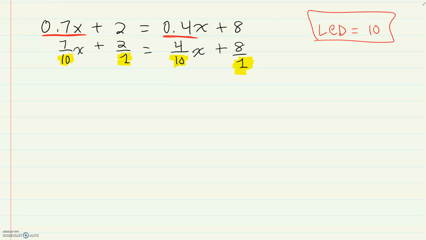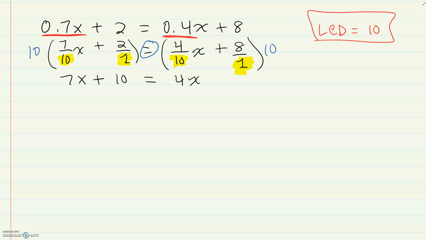So here again, we will multiply both sides by 10 because we have an equation. Whatever we do on the left-hand side, we do the same on the right-hand side. So 10 divided by 10 is 1. 1 times 7 is 7x. Plus 10 multiplied by 2 is 10, is equal to 10 divided by 10 is 1. 1 times 4 is 4x, or you can think 0.4 times 10 is moving the decimal place over 1, so that is 4x. And then 8 times 10 is 80.